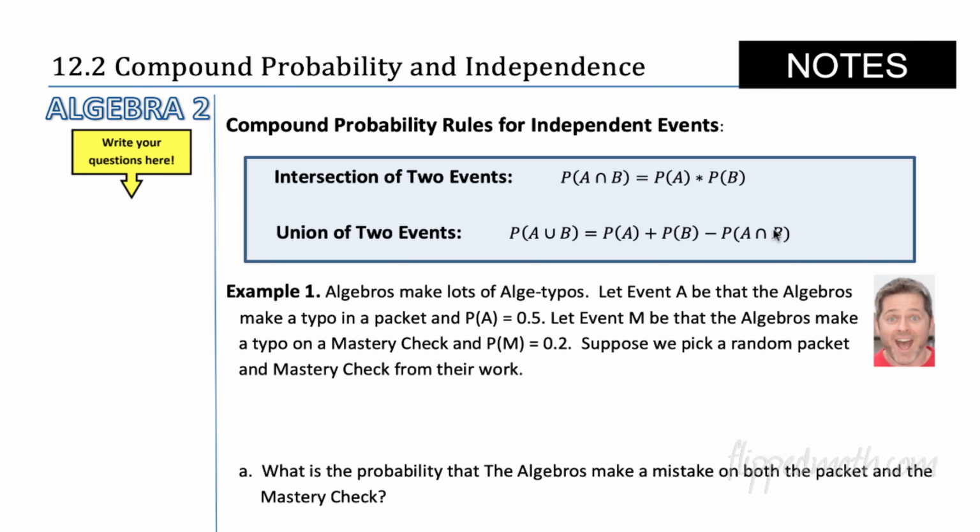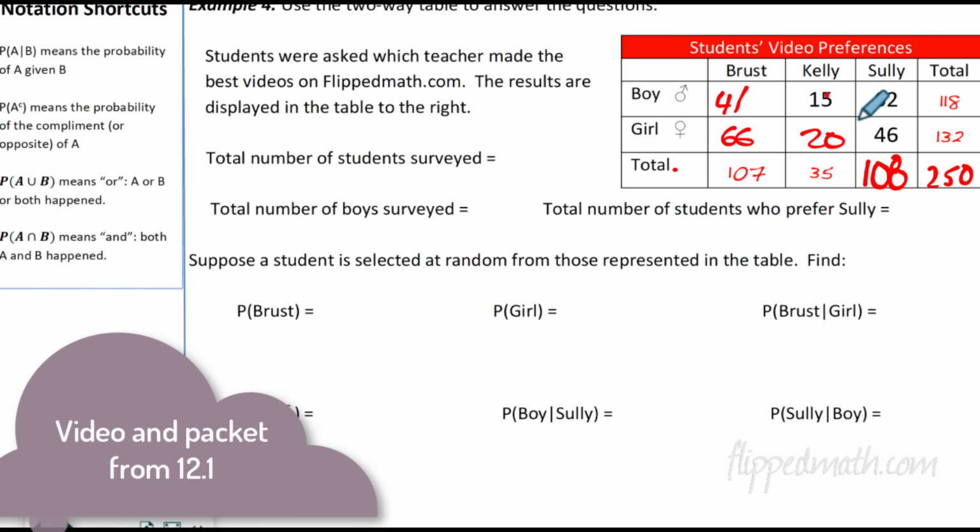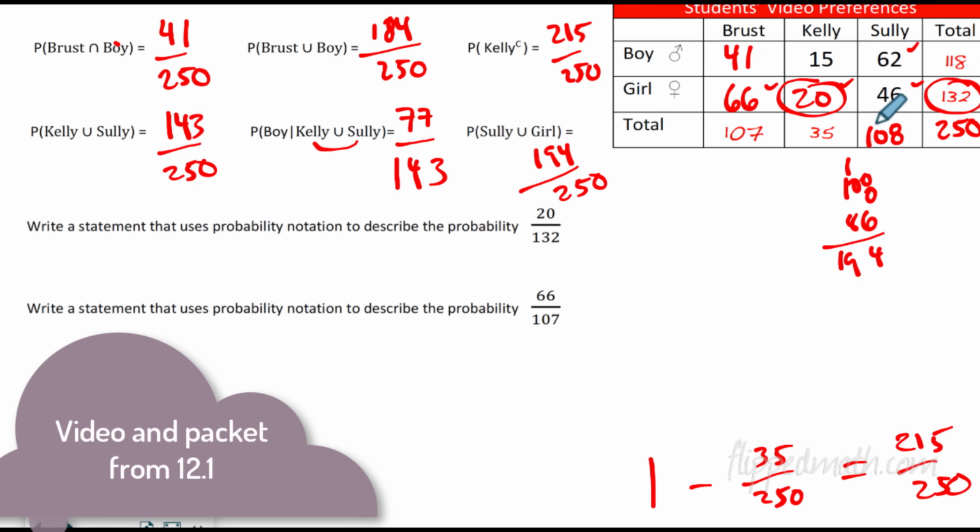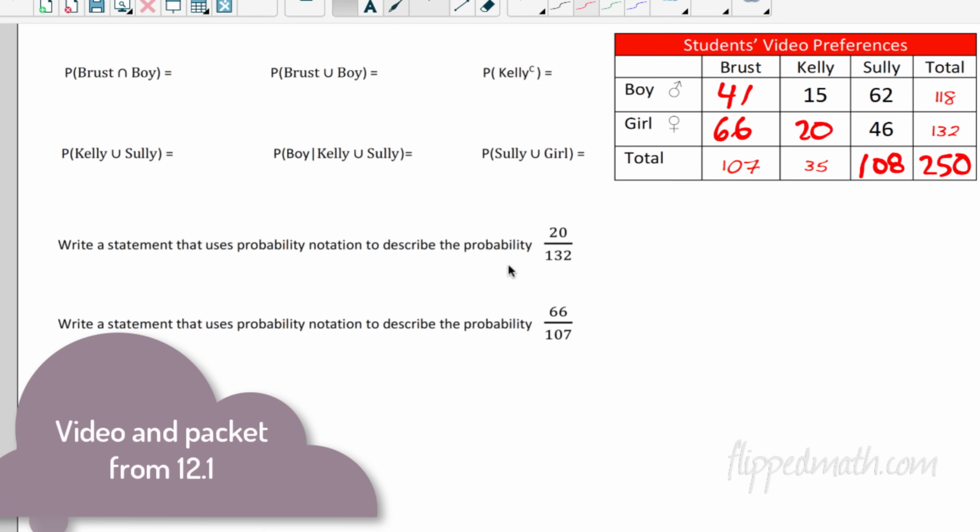Now, I'm going to call timeout and go back to the last lesson. If you remember, there was an example about boys and girls and which one preferred Bruce, Kelly, or Sullivan in their videos. I eventually had you do some problems all on your own. I know this is the last packet, but just stay with me here for a second. Just watch. I want to show you where this formula comes from. I'm talking about the probability of A or B.